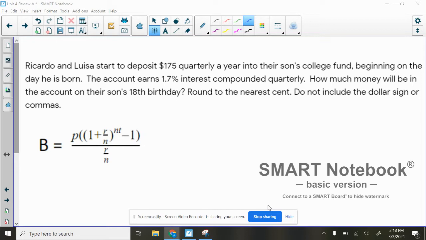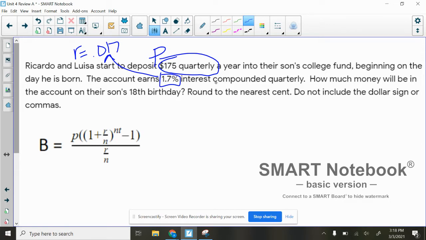So we are going to find an account balance on this one, it looks like. It says Ricardo and Luisa start to deposit $175 quarterly. That seems normal. That is a periodic deposit because it's not just a one-time deposit. They're going to deposit $175 every quarter into their son's college fund beginning on the day he is born. The account earns 1.7% interest, so I'm going to write my R value down. Converting that to a decimal, it is 0.017.